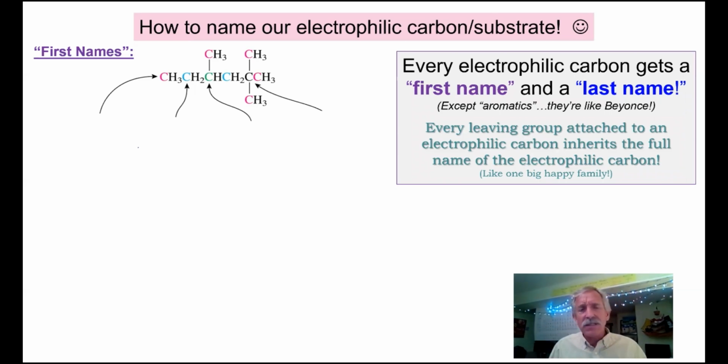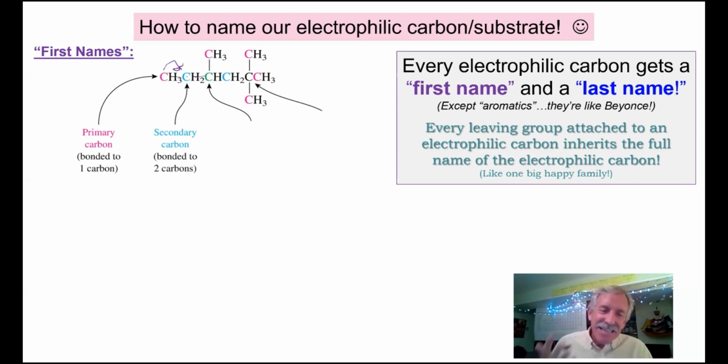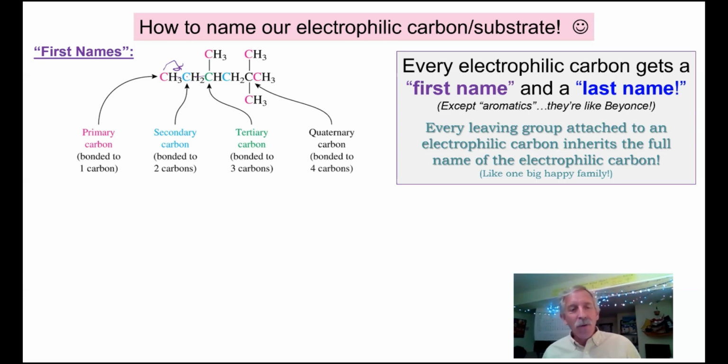What's the first thing you want to look for in any carbon? Any of these could have a leaving group attached to them, none of them do. But if they did, then we could talk about them with a first name that goes as follows. It's pretty straightforward. If this carbon only has one other carbon attached to it, it is called a primary carbon. What do you think a carbon that has only two other carbons attached to it is called? You guessed it, secondary carbon. And tertiary carbon and quaternary carbon.